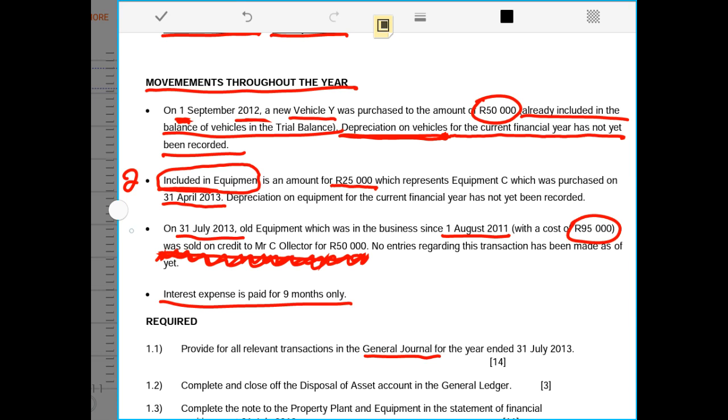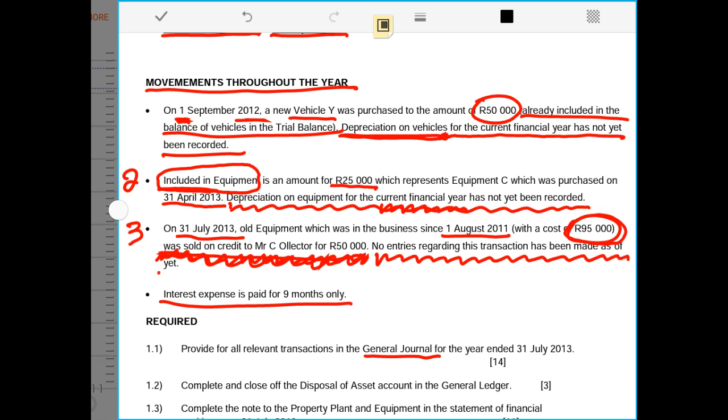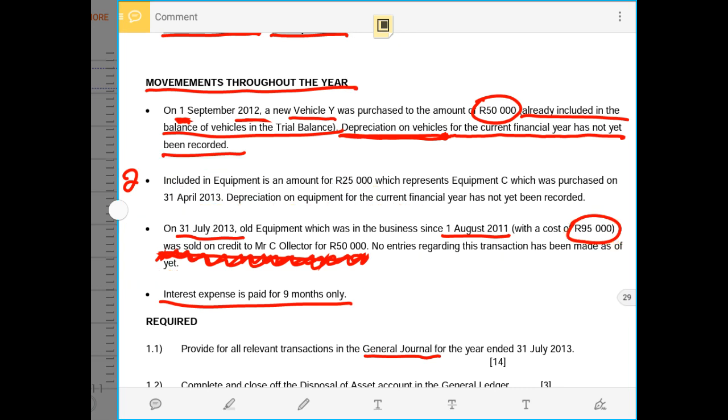The second one, we're told that there was equipment that was sold during the current accounting period, and the cost for that equipment was 95,000 rands. And we were told under number 2 again that depreciation on equipment has not yet been accounted for, which is depreciation for the current financial year. So now we have to account for depreciation for the current year, and we're told under the third adjustment that no entry with regard to this transaction has been recorded as yet, which indicates that the full disposal transaction, or all the entries that affect the disposal of this asset, are not yet accounted for. So now we have to account for all of that.